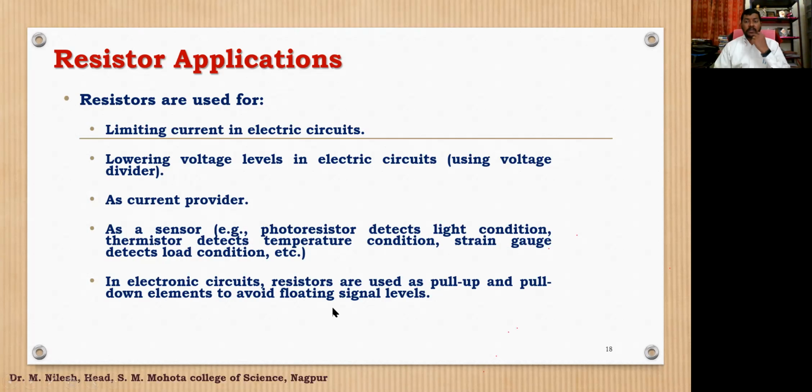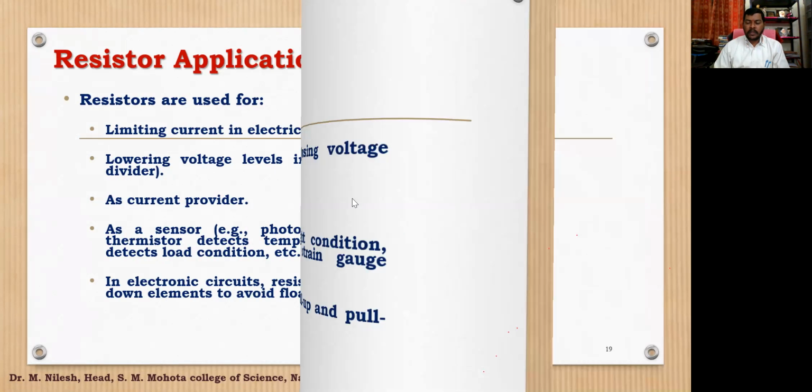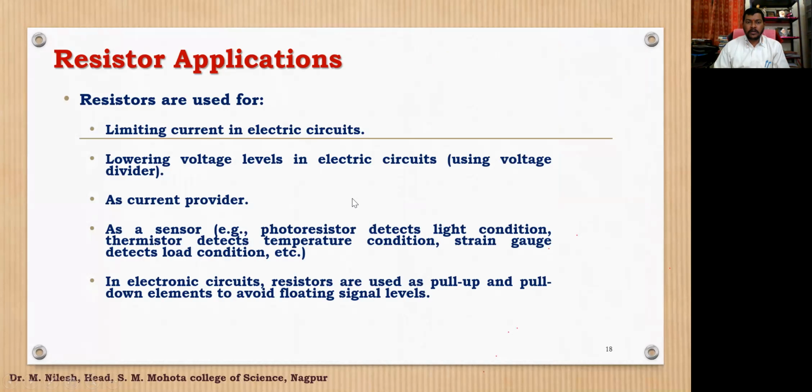As a sensor, we have different types of resistive sensors, like the photoresistor, which detects the light condition, then the thermistor, which detects thermal resistance actually, so that detects changes in the temperature. And in electronic circuits, we have pull up and pull down elements to avoid floating signal levels. So we need to restrict those signals, and accordingly we require some resistance over there, and these are some of the applications of resistance.